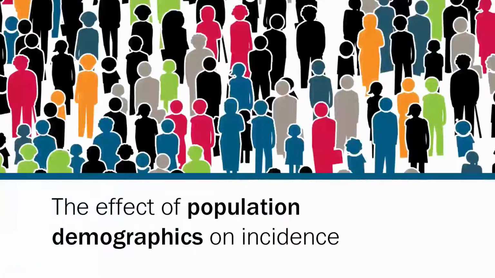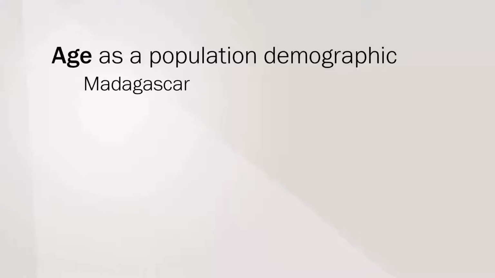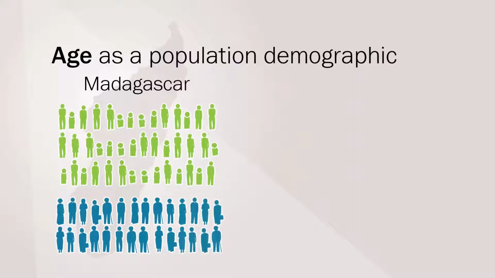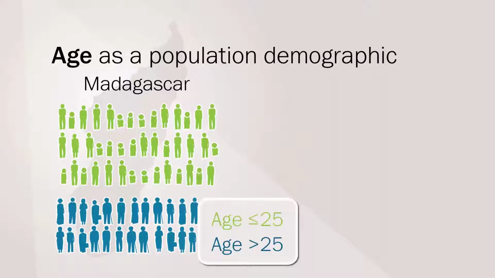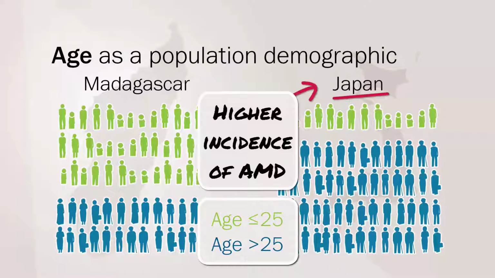The effect of population demographics on incidence. For example, let's consider age as a population demographic. In many low-income countries, such as Madagascar, there are more young people than older people. In many high-income countries, like Japan, it's the other way round. This difference in the age distribution of the two populations means that the incidence of age-related macular degeneration is much higher in Japan than Madagascar.